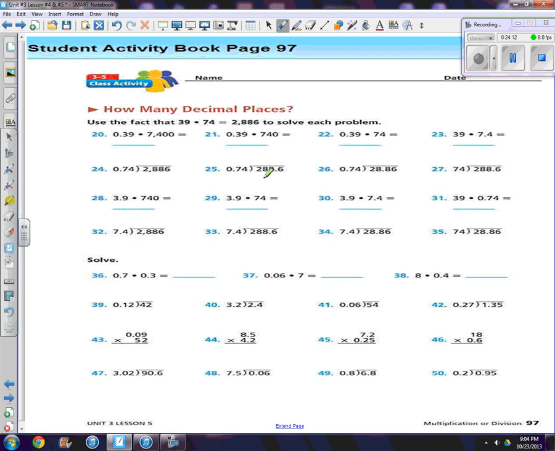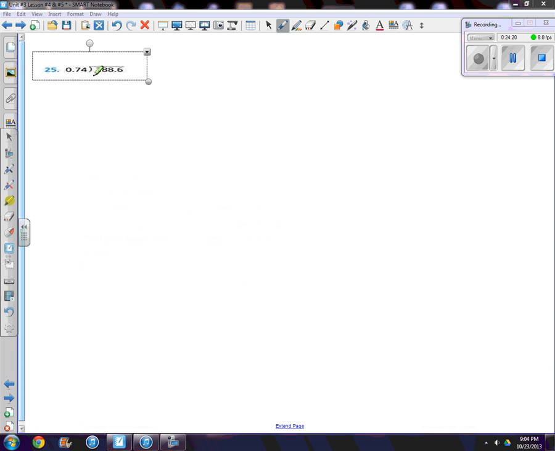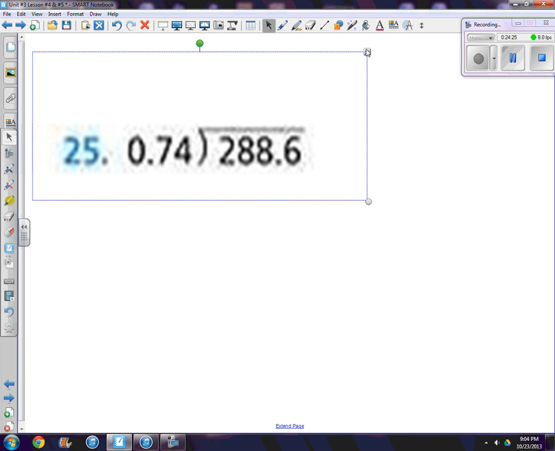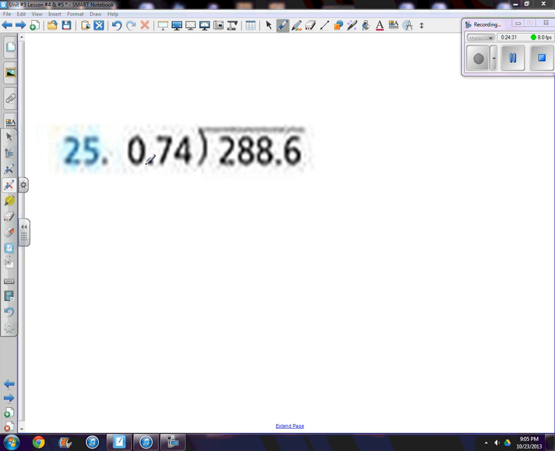All right, let's just look at a couple of these problems here. I'm just going to isolate, let's say, number 25. So in your black notebook, I'm just going to do a couple more, and then we'll be done for tonight. In 25, here's your problem. And you have 0.74 into 288.6. Got to get your decimal 2 places to the right. Got to do the same thing here. So I need to annex at least 1 zero, and 1 and 2. I'm going to draw my line out. I always bring my decimal up so I don't forget it.